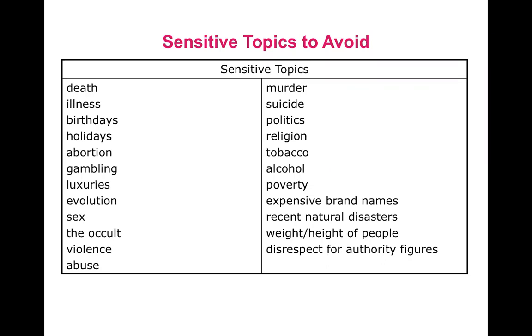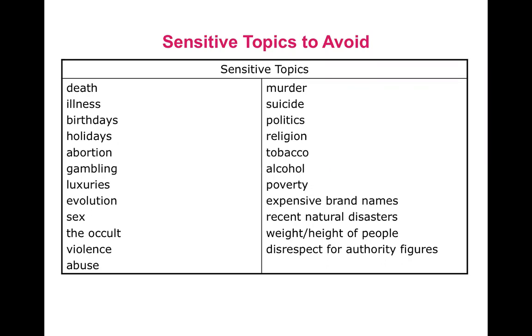Things such as abortion, gambling, luxuries. This has to do with the idea of socio-economic bias, so avoiding content where there's a lot of luxury, expensive cars, expensive houses, brands, etc. Evolution, so you might think, why evolution? This goes again with the religious ideas, you know, some people are very strong in their religious beliefs and may not accept evolution and vice versa. So avoiding these types of content in a test. And again, all of this is to avoid in a testing situation, not in a classroom situation.